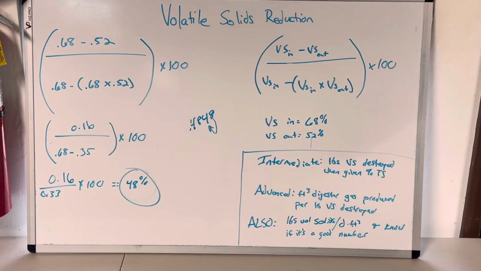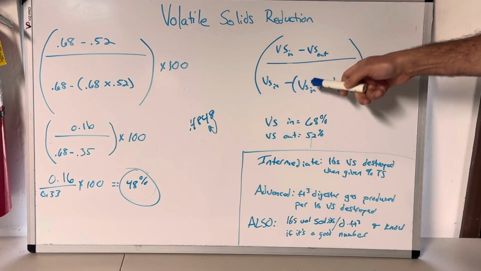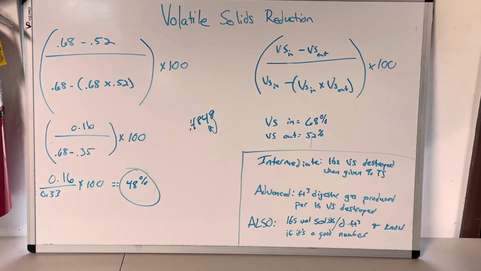But, you know, that's the math problem. It's very, very simple. In minus out divided by in minus in times out. Do the parentheses first. That screws a lot of people up. That's why I keep saying it.